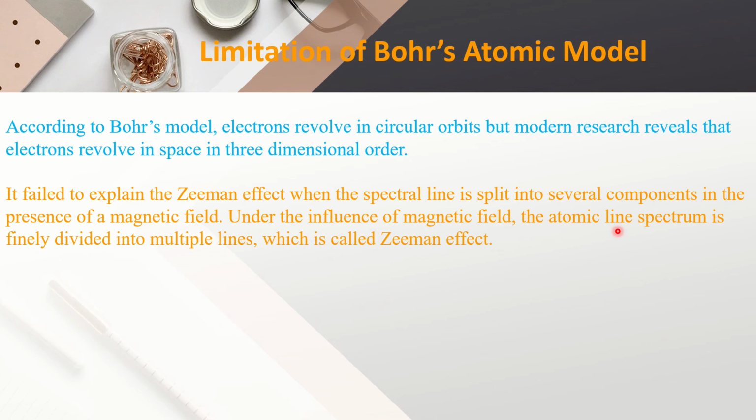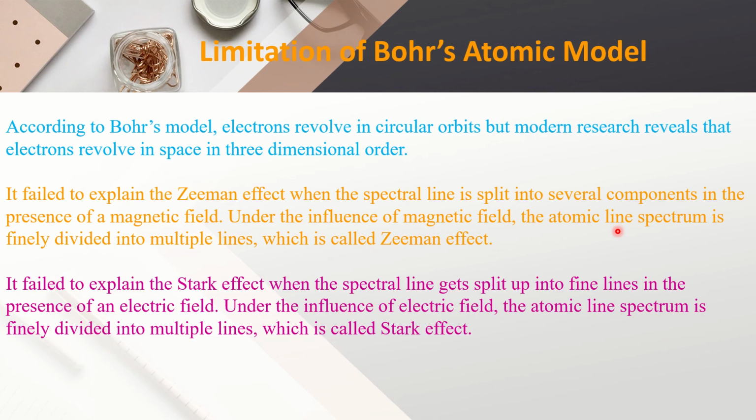Now, what is the Zeeman effect? Under the influence of a magnetic field, the atomic line spectrum is divided into multiple lines, which is called the Zeeman effect. And also, it failed to explain the Stark effect, when the spectral line gets split up into fine lines in the presence of an electric field. Now, what is the Stark effect? Under the influence of an electric field, the atomic line spectrum is divided into multiple lines, which is called the Stark effect. All these are the limitations of Bohr's atomic model.